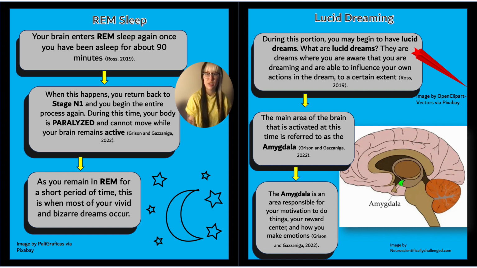What are lucid dreams? They are dreams where you are aware that you are dreaming and are able to influence your own actions in the dream to a certain extent. The main area of the brain that is activated at this time is referred to as the amygdala. The amygdala is an area responsible for your motivation to do things, your reward center, and how you make emotions.